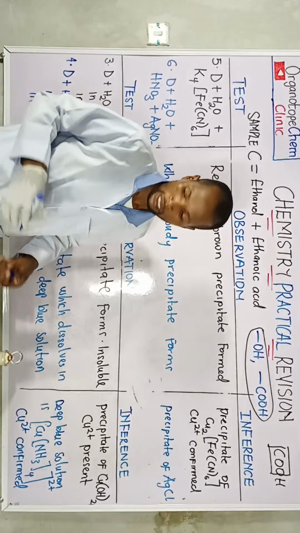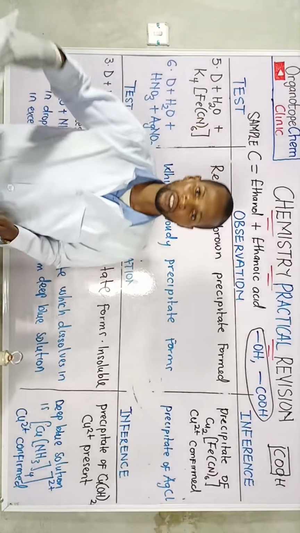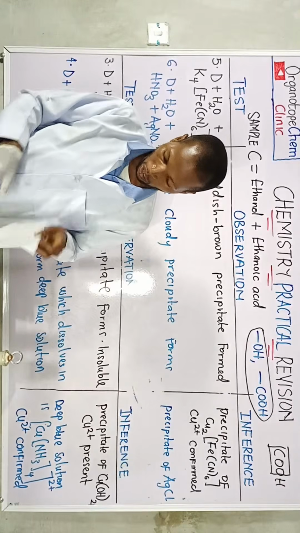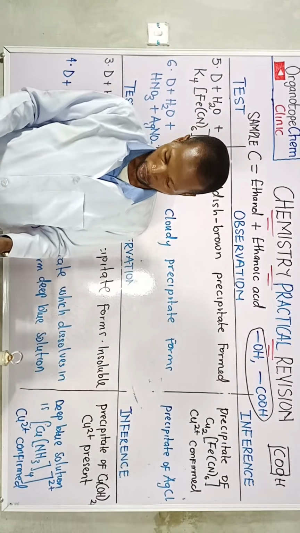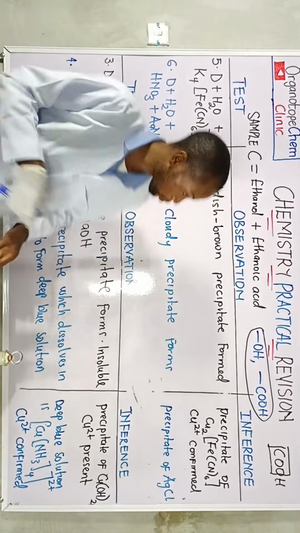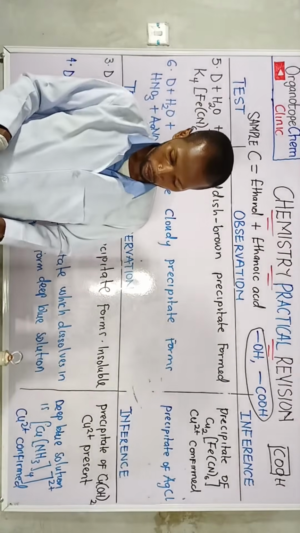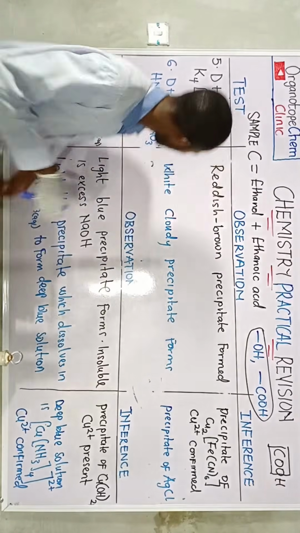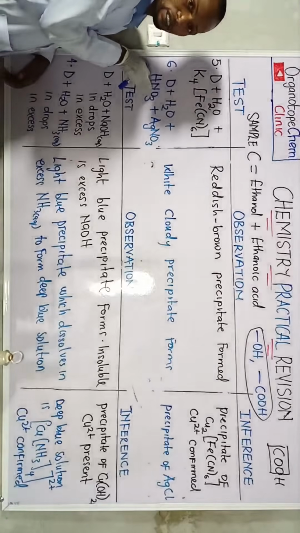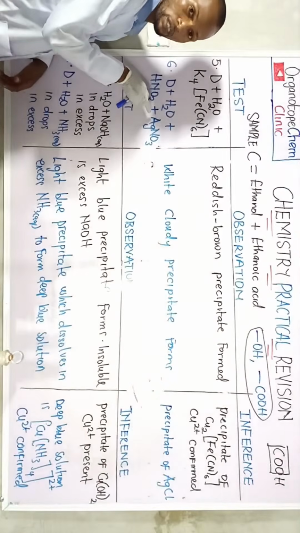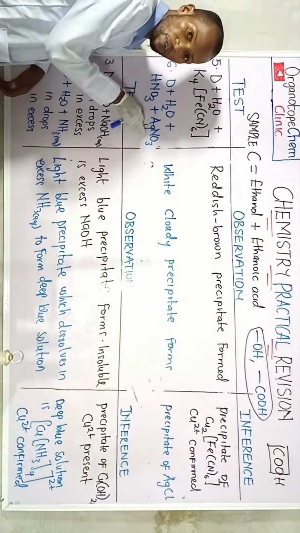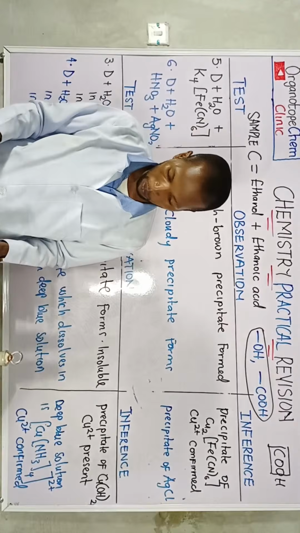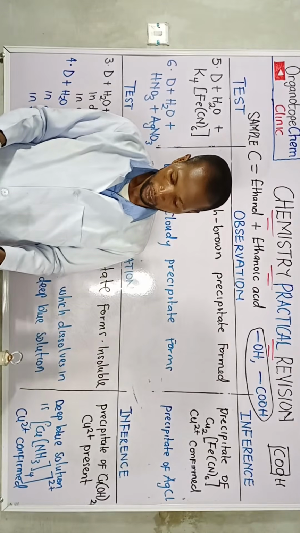Is that okay? Now, the last part for this test on sample D, can we write it? This particular one is another portion of solution. Add the one we just concluded: add HNO3, then silver nitrate in drops. Then the last test.